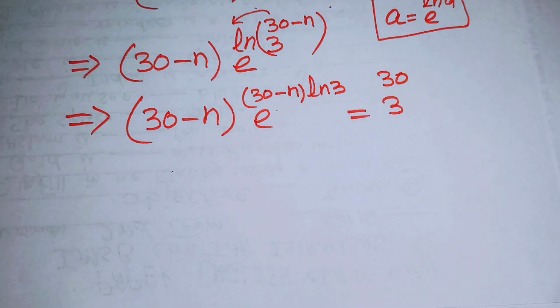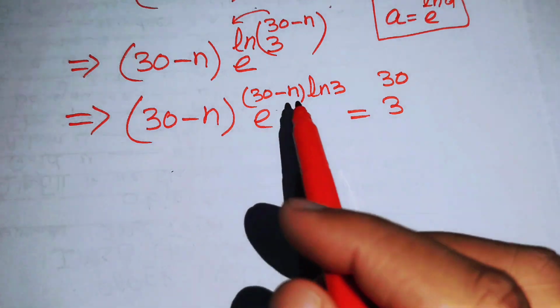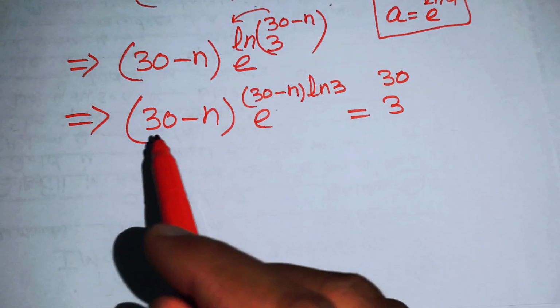And now in the next step you will see I can just make the exponent of e multiplied by here.